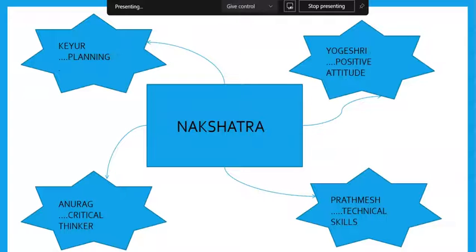I learned from each of my team members. From Keyur, I learned planning. He planned things very properly and accordingly, and we followed his lead. From Yogeshri, positive attitude. When we went shopping, she had a very positive attitude about the components we would get. And from Anurag, critical thinking. He also has excellent bargaining skills. From Prathmesh, technical skills. While doing the project, we all observed that Prathmesh has very good technical skills.